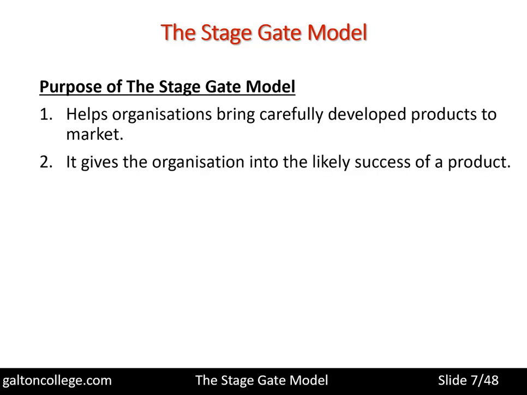It gives the organization an insight into the likelihood of success of the product. Once it's set out in a schema, and we'll see later on in the slides how this is done, management can see where the product is going, where this new innovation is going, but they can also see all the downsides, as I said earlier. They can see the problems.